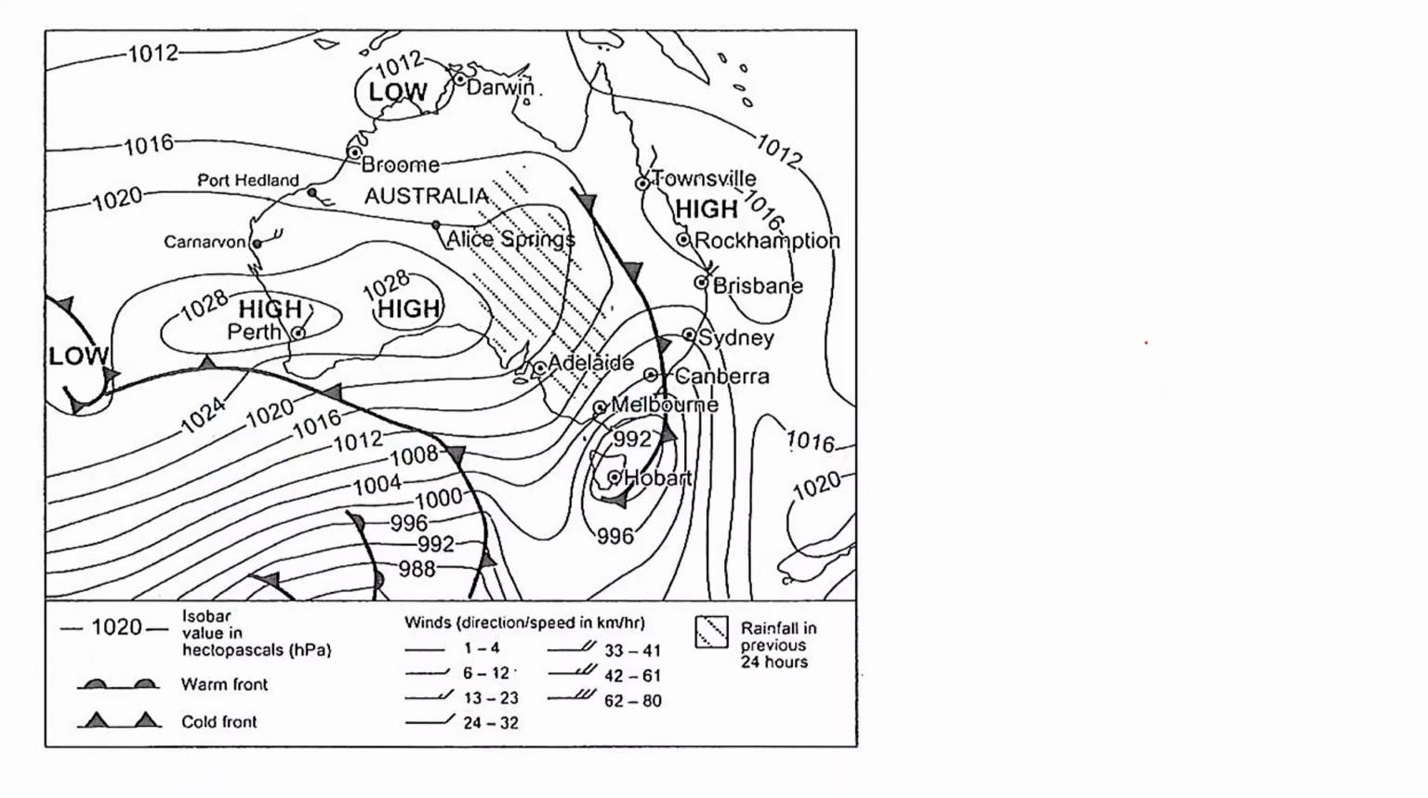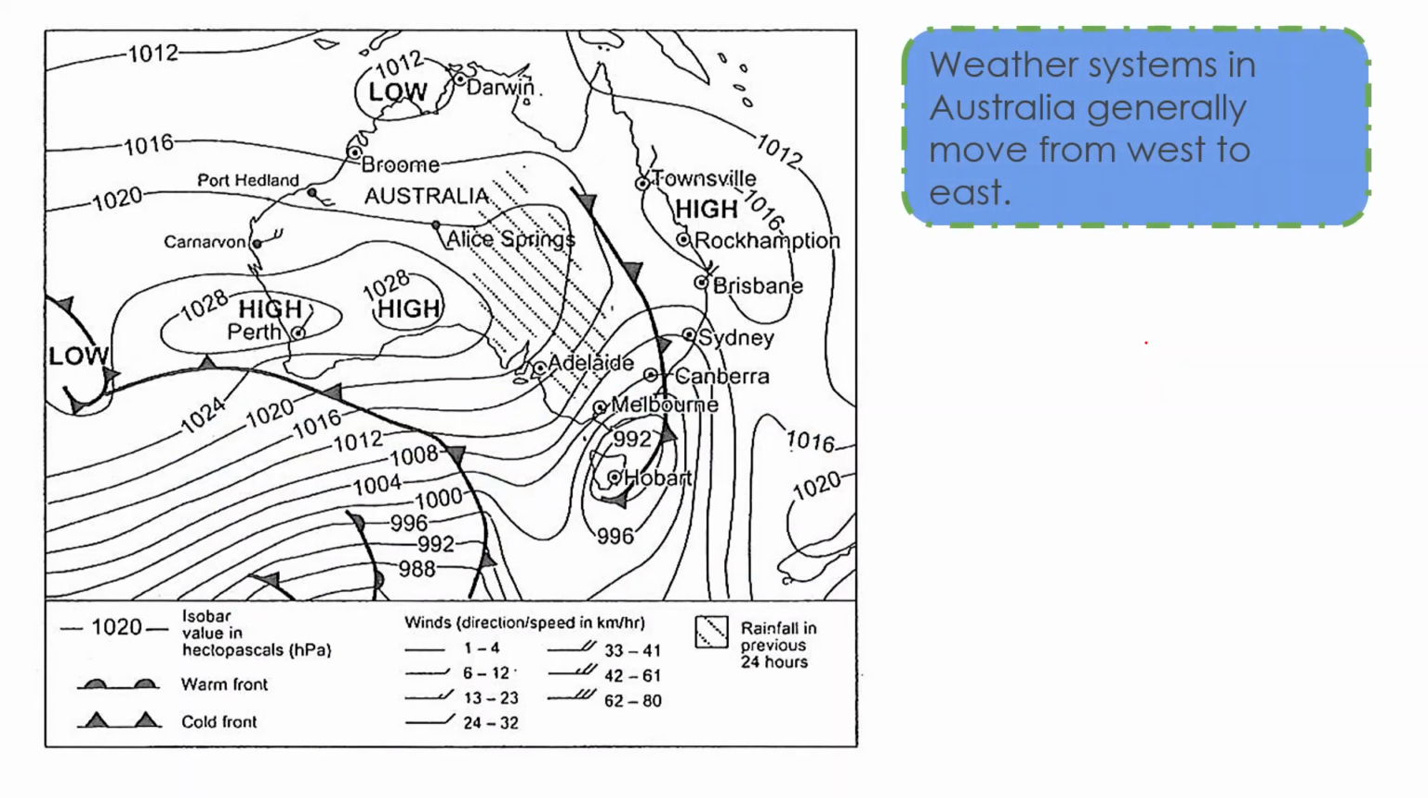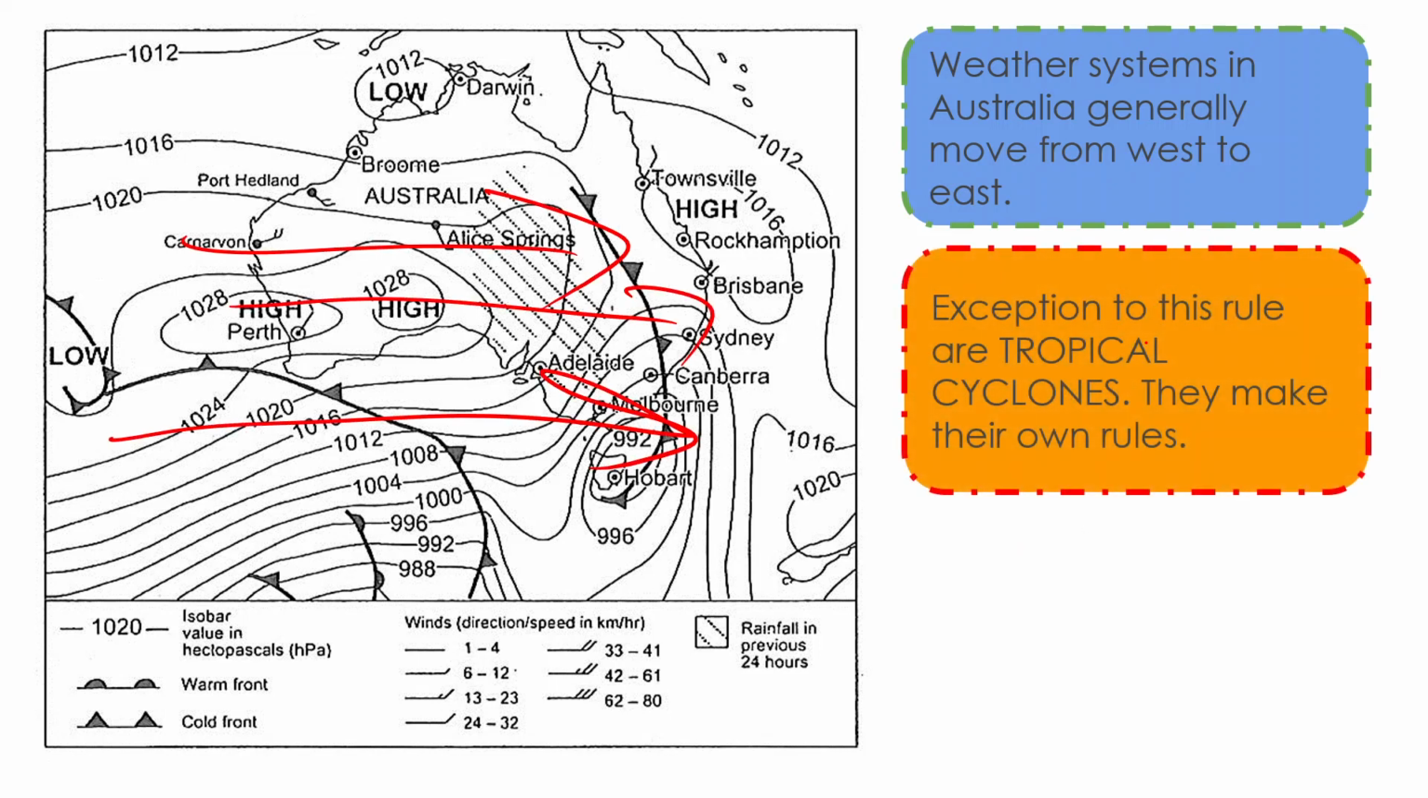Weather systems. Weather systems in Australia generally move from west to east. They move across this way. There is one exception to this rule though, and that's tropical cyclones. These guys make their own rules.